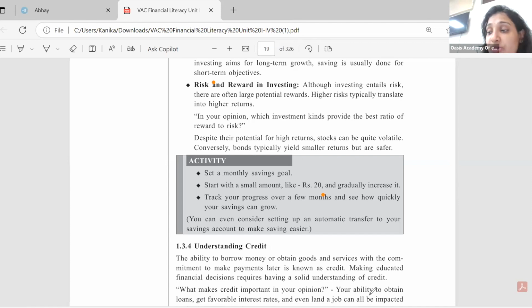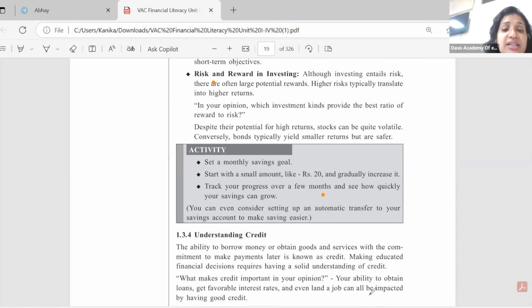once you invest, you know the risk is high. I might lose money, or if I don't lose, I will earn a good amount of interest. So if there's a higher risk of losing money, there is also a higher reward. And if there's lower risk, then you will earn lower reward. So this all depends upon the individual investors. Stocks, despite the potential for high return, can be quite volatile. Conversely, bonds typically yield smaller returns but are safe.